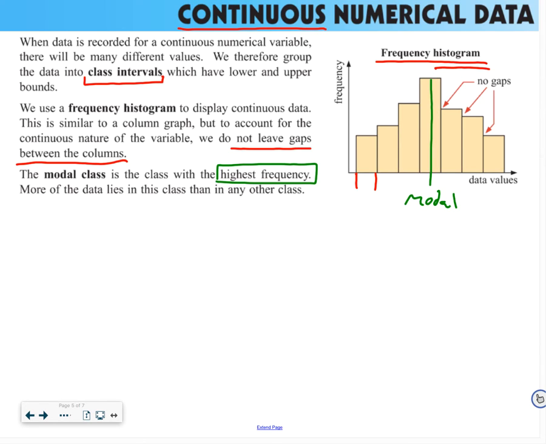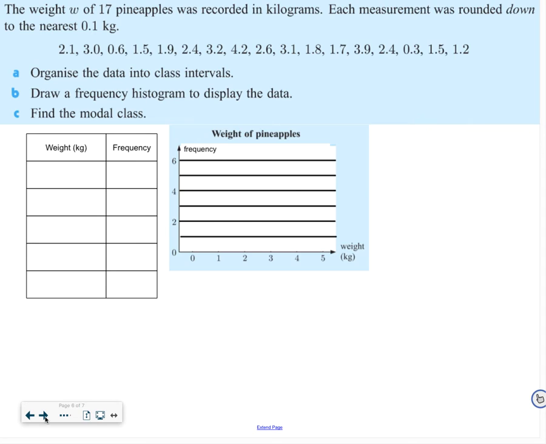Okay, so let's look at an example here. This is the weight W of 17 pineapples recorded in kilograms. It's continuous data because we have decimals. Not all pineapples are exactly whole numbers as far as their weight goes. Each measurement was rounded down to the nearest kilogram, so that's probably determined based upon the accuracy of the scale that was being used. Okay, so organize the data into class intervals.